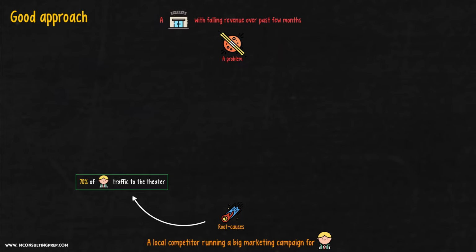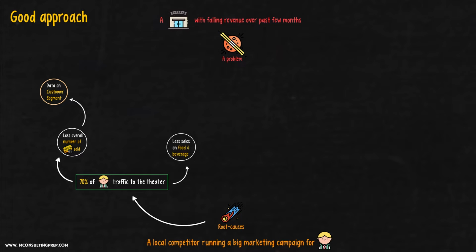You realize, okay, 70% fewer students to the theater means less overall number of tickets sold, depending on the share of the customer segment. Okay, that leads you to make up some cool data on customer segments. What else? You can also imagine fewer students means fewer sales on food and beverage. This area should be hit even more severely, as students eat and drink more than adults in a theater. So that leads to you drawing up some really cool data on product distribution of the theater.